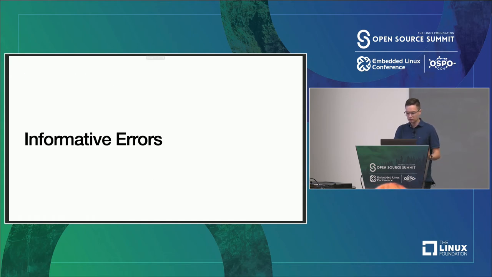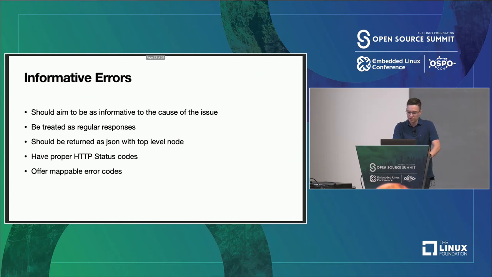Moving next, informative errors. Same with the consistent types and the documentation. This is one that usually gets neglected.